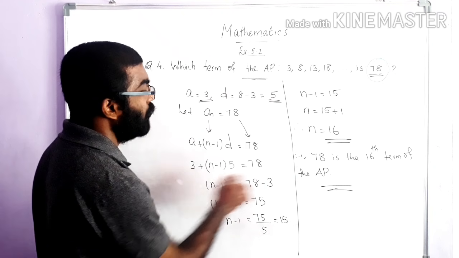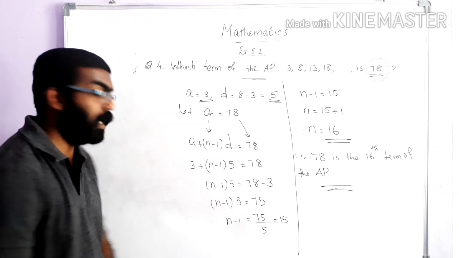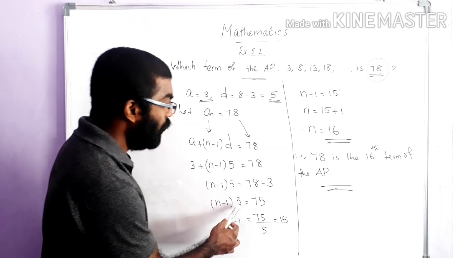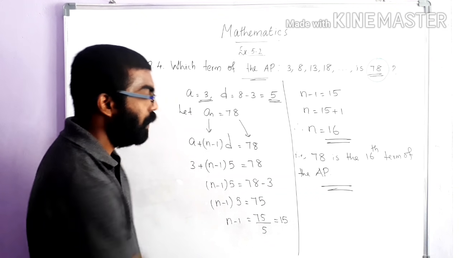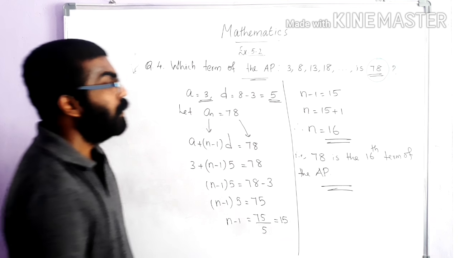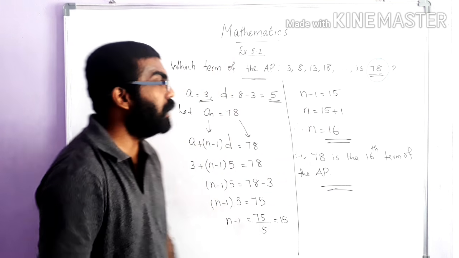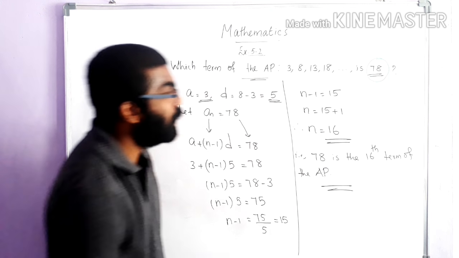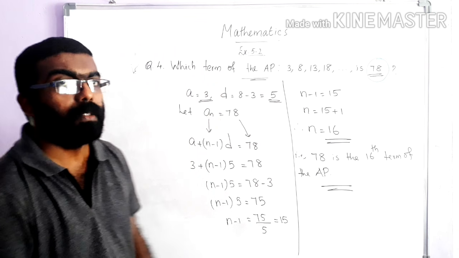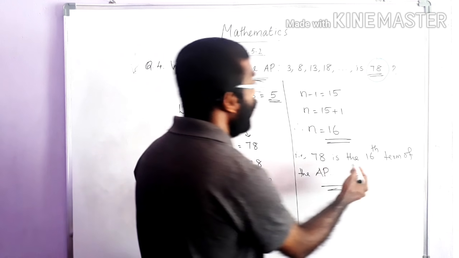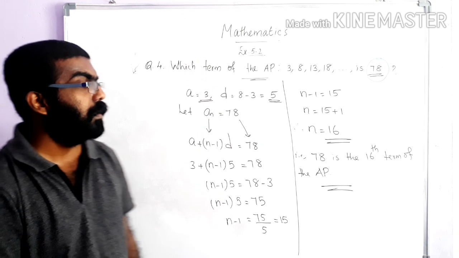That 3 first we take to the right side, it becomes minus 3, and 78 minus 3 is what? 75. Now we divide by this 5 on the right side, that is 75 divided by 5, it becomes 15. That means the expression is n minus 1 is equal to 15, and n is equal to 15 plus 1, that will be equal to 16, and we come to the conclusion that 78 is the 16th term of the AP.